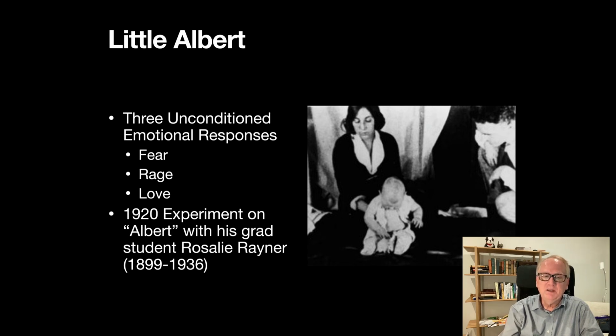So what you can see is he's really scared. And what they then did after that was go ahead and show him some other white furry stimuli, like a rabbit, a dog, a seal coat, some cotton wool, and a Santa Claus mask. Each of these, when presented to Albert, would cause the child to also cry and get upset. So this showed that he had generalized fear to anything that was white and fluffy.